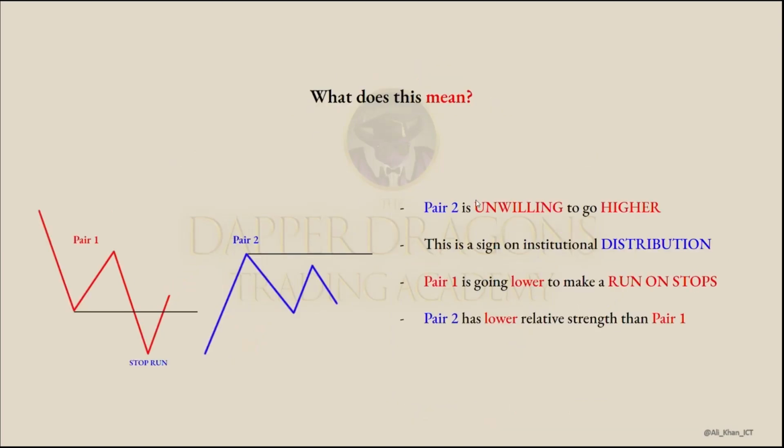So what does this mean? Pair 1 has gone lower and taken out its sell side liquidity. If these markets were moving in tandem, we should expect pair 2's buy side liquidity to be taken. Because it hasn't, and we've made a lower high, this is a sign of institutional distribution, and therefore pair 2 has a lower relative strength than pair 1. Pair 1 is going down to make a run on stops, and pair 2 hasn't got the strength or the willingness to go any higher. This is the weaker pair out of the two of them.